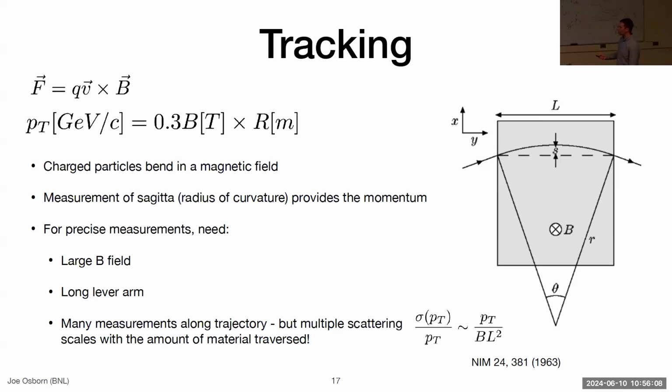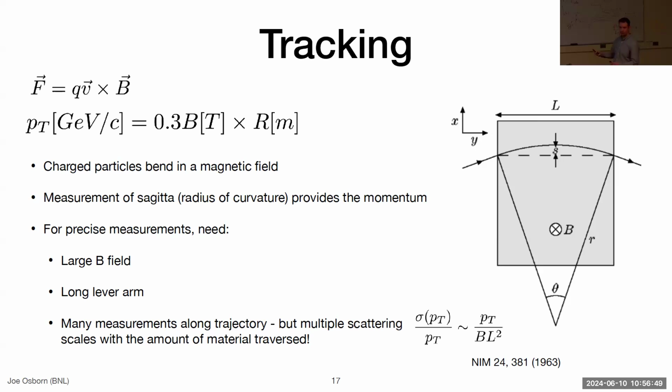So for precise measurements of tracks, you need three things that sort of compete against one another. You need a large magnetic field so that the particles bend even more, and thus you can see much better their radius of curvature. You need a long lever arm. For example, in this cartoon here, if you only made some measurements at the very beginning of this radius of curvature, you might not get as accurate an estimate of how the particle is bending in the field. And then ideally, you want many measurements along the trajectory so that, again, you can measure out this whole curvature.